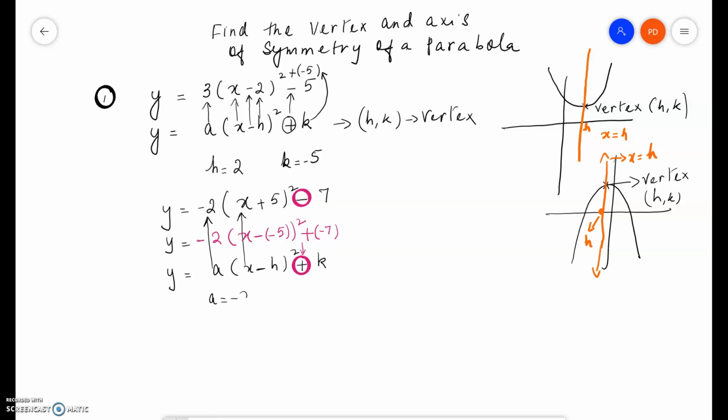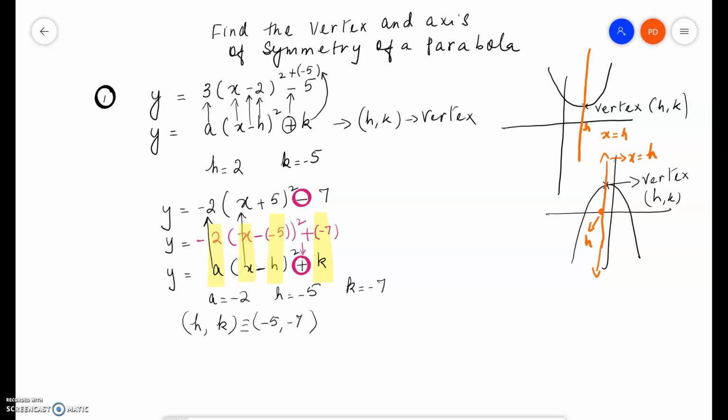a equals -2. So let's go term by term. a is -2, the x's match, the negatives match, so h equals -5, and here the signs match, it's a plus and a plus, so k equals -7. So the vertex of this parabola (h, k) is (-5, -7).